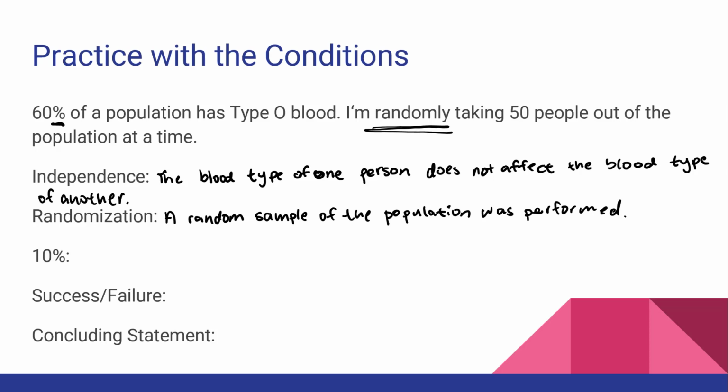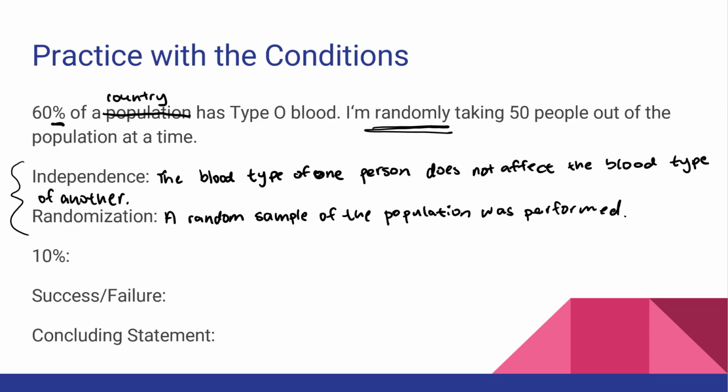Another thing that you can do is actually combine your independence and randomization conditions by saying that because we performed a random sample, the blood type of one person is independent of the blood type of another person. Because in taking a random sample, you're basically breaking the relationships between people.